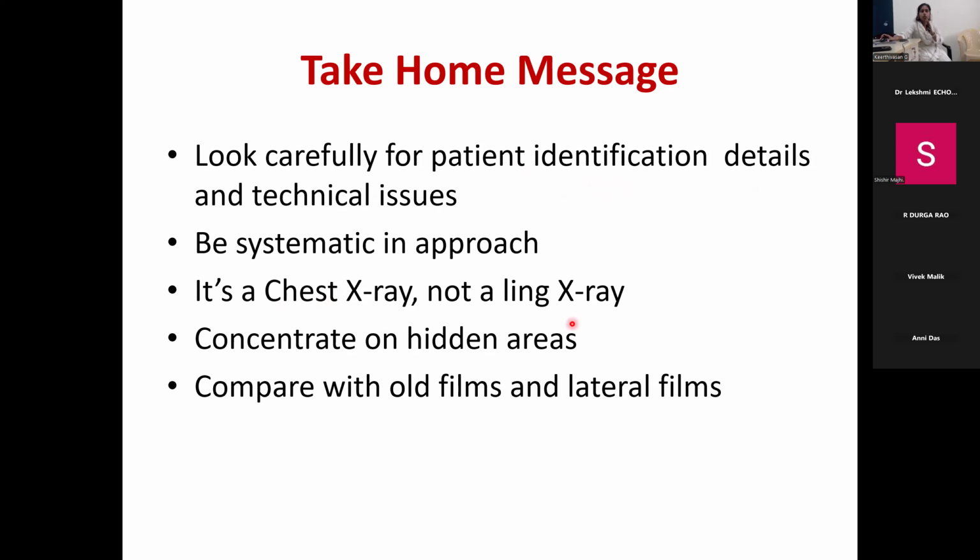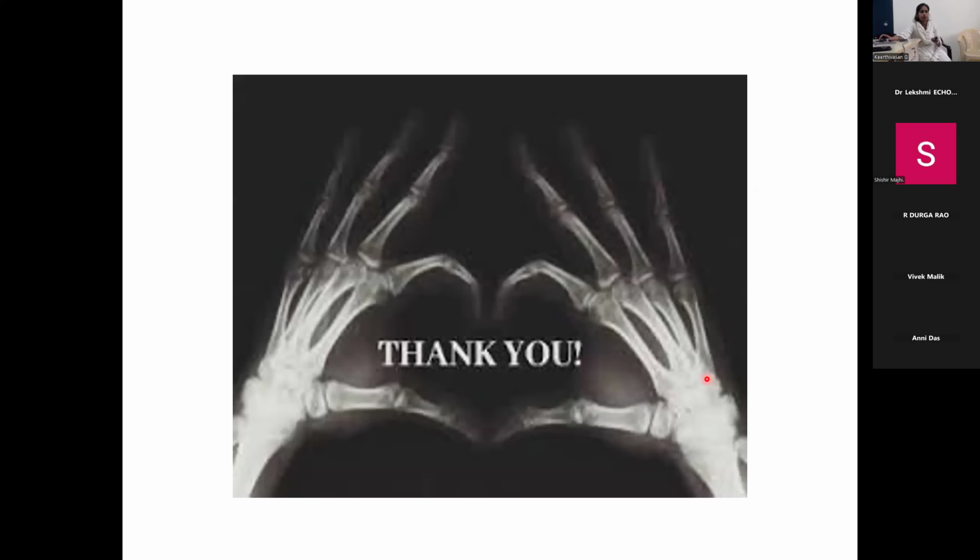Always remember it is a chest X-ray. It is not a lung X-ray. So do not focus only on the lung. Also look for the soft tissues, the bones, the mediastinum, and also the abdominal contents. Okay, and concentrate on the hidden areas. How can you see the hidden areas well? To see the hidden areas well, you can get a lateral X-ray along with the PA X-ray. And always ask to compare with old films and lateral films. Okay. Thank you.